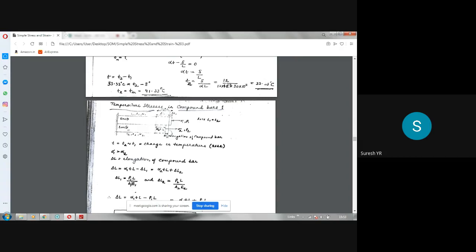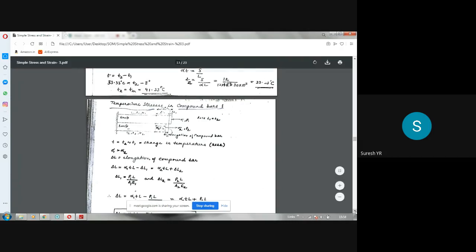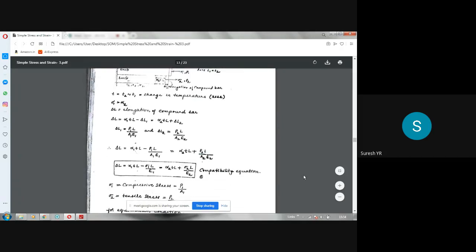That is the stress in the first bar. Similarly, delta L2 is P2 L by A2 E2. Here L1 and L2 are equal, so that is equal to L. That's why I have written L here. Now if you substitute for delta L1 and delta L2, you will get delta L is equal to alpha 1 T L minus P1 L by A1 E1, that is equal to alpha 2 T L plus P2 L by A2 E2.